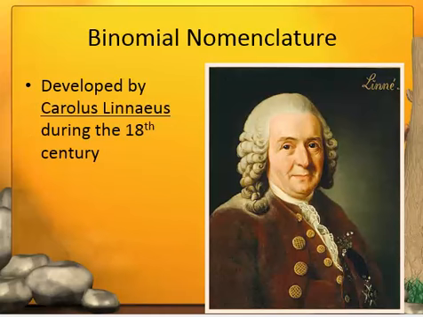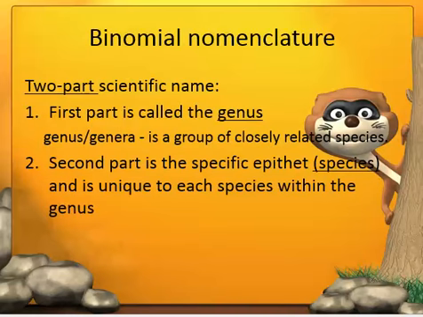So in the 18th century, a guy named Carolus Linnaeus came up with a system, and his system is called binomial nomenclature. And with the binomial nomenclature, you have what's called a 2-part scientific name. The first part of the name is called the genus. Genera would be plural, and a genus is a group of closely related species. The second part of the name is called the specific epithet, or the species part of it, and that would be unique for every organism within a genus.